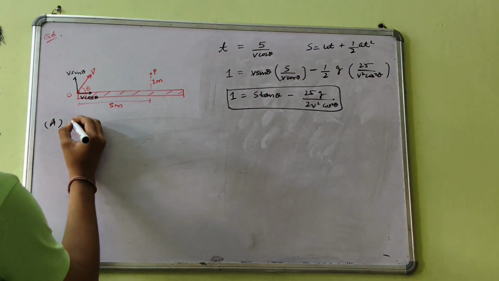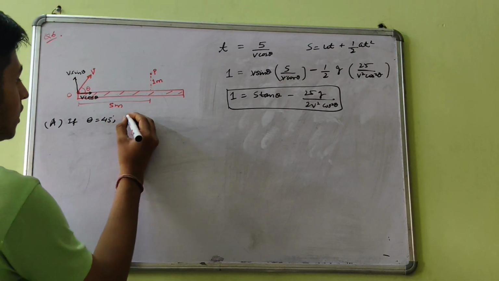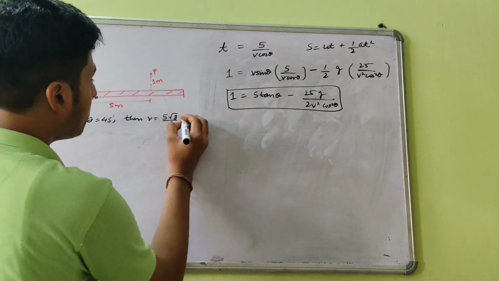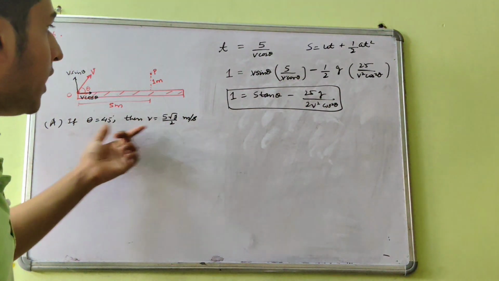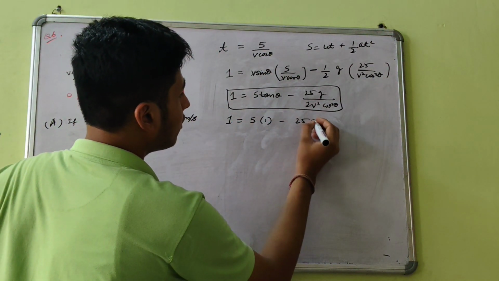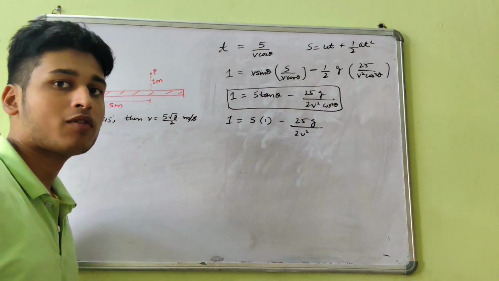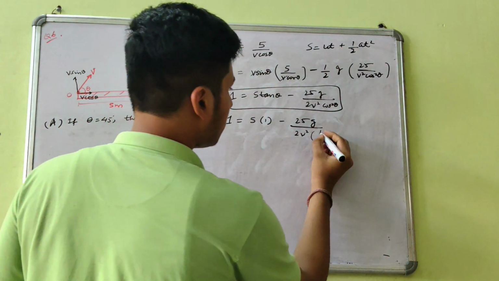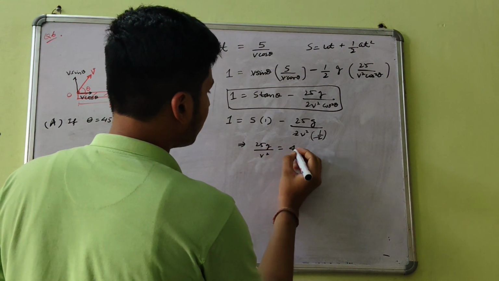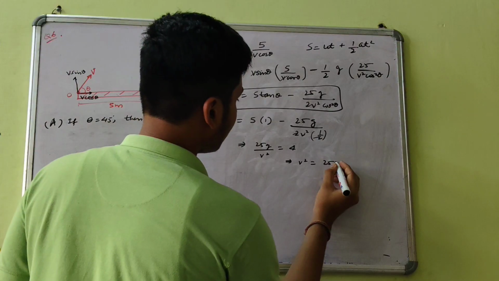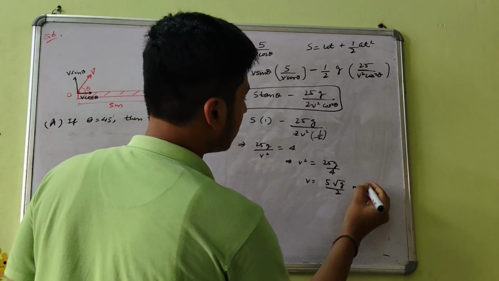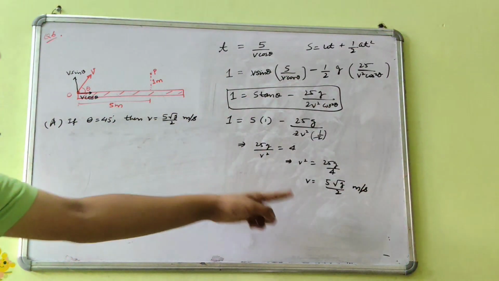Option A says if theta is 45 degree, then v is equal to 5 root g by 2 meter per second. So let us put theta equal to 45 degree here. 1 equals 5 into tan 45 minus 25g by 2v square cos square 45. Cos 45 is 1 by root 2, so this will become 1 by 2. 25g by v square equals 4, or v square equals 25g by 4, and v is equal to 5 root g by 2 meter per second. So option A matches and is correct.